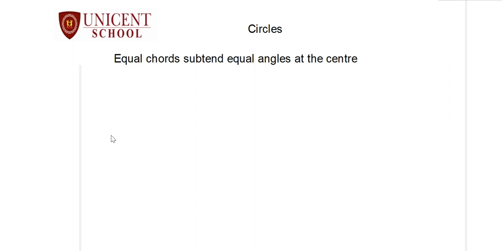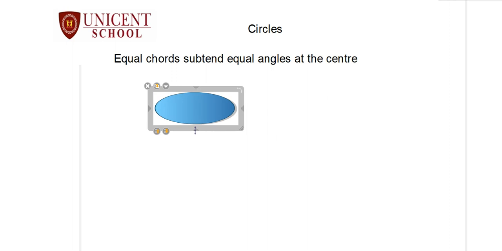So this is a theorem statement. It states that equal chords of a circle subtend equal angles at the center. So for this, let us take a circle. We will take a circle and label it according to the question, and then we will proceed. So this is our circle.